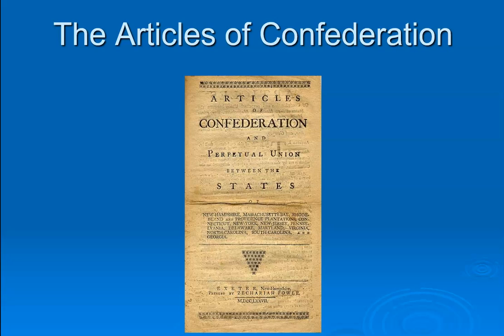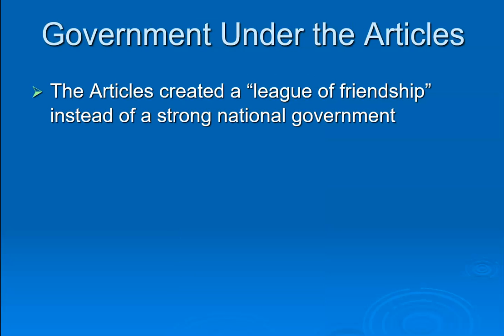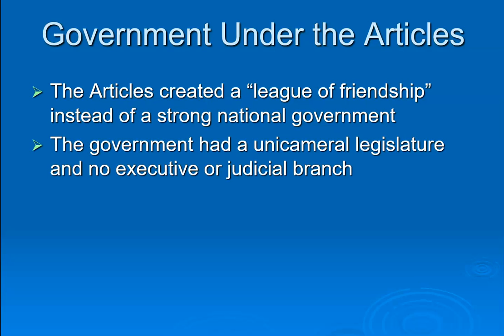Today we will be discussing the Articles of Confederation. Now, the Articles created a League of Friendship instead of a strong national government. It had a unicameral legislature with no executive or judicial branch. By unicameral, I mean only one house, where our current bicameral legislature has a House of Representatives and a Senate. This one simply was the Congress of one house.